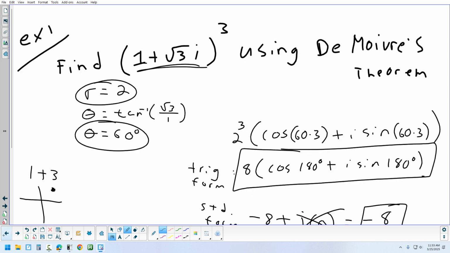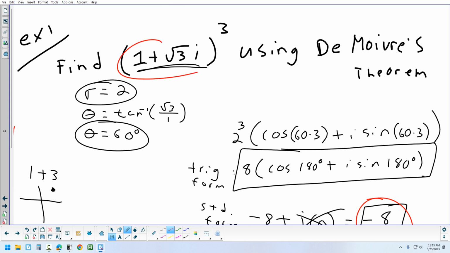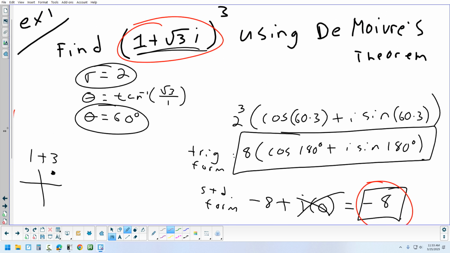Okay, so now let's go back to example 1. In example 1, to get this, we cubed that. How would I undo cubing something? Take the cube root. I would take the cube root. So if I took the cube root of that, I should get what? 1 plus square root 3i. I should get that. So the question is, how do we do that?